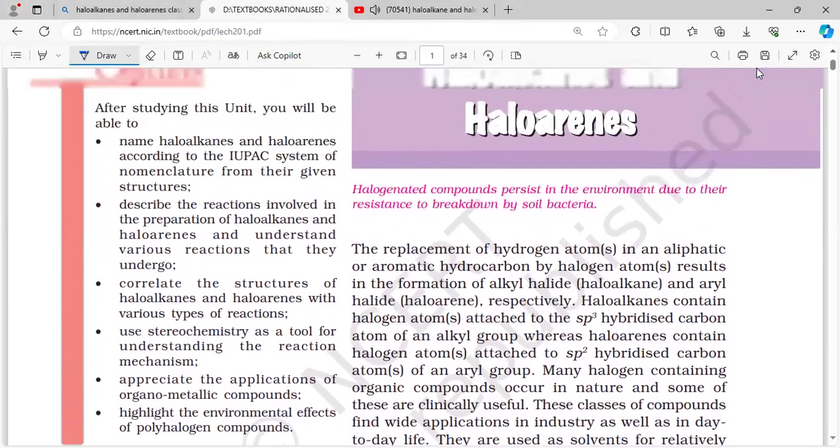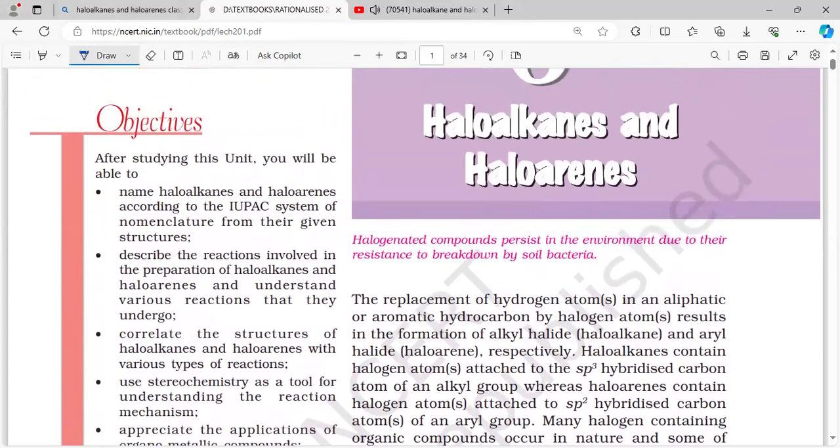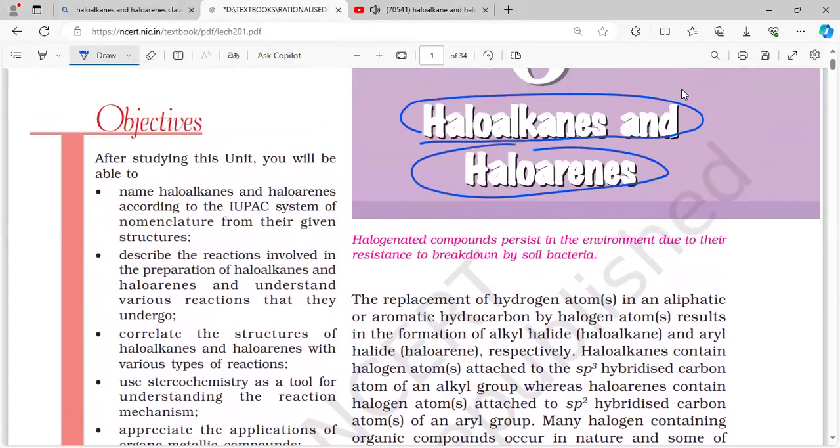So students, today we are going to start the topic haloalkanes and haloarenes. Now if you talk about the word halo, halo means halogen. It can be F, Cl, Br, I. Whether it can be fluorine, chlorine, bromine, or iodine, anything it can be.